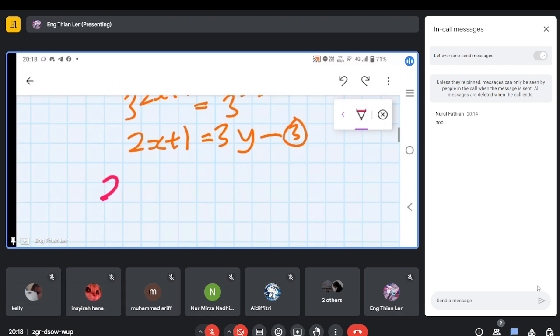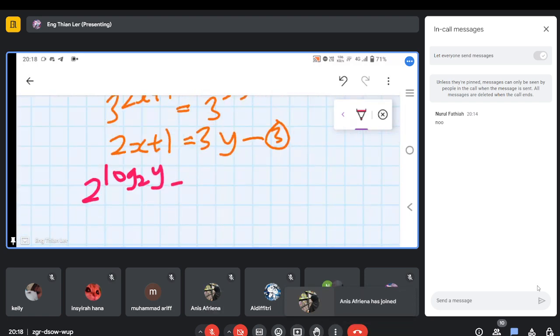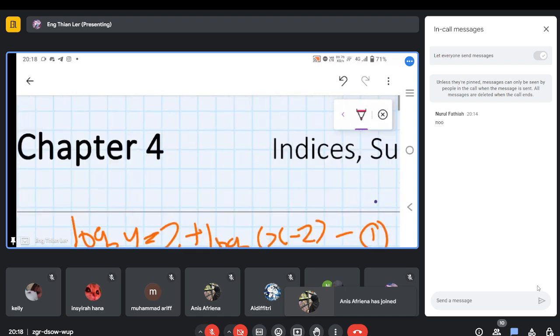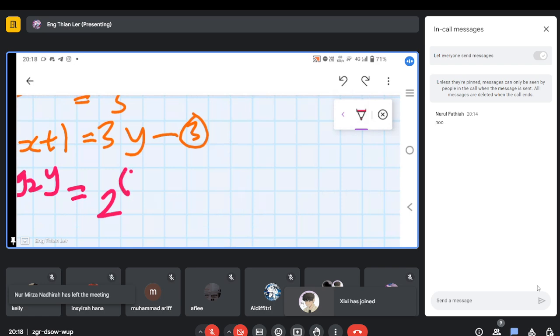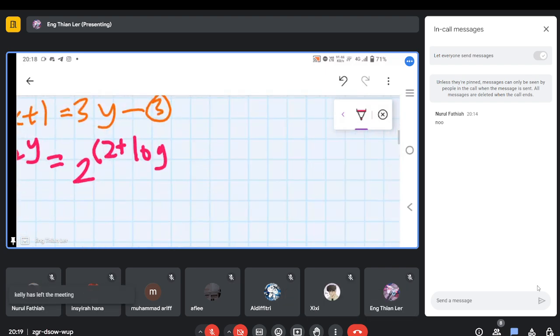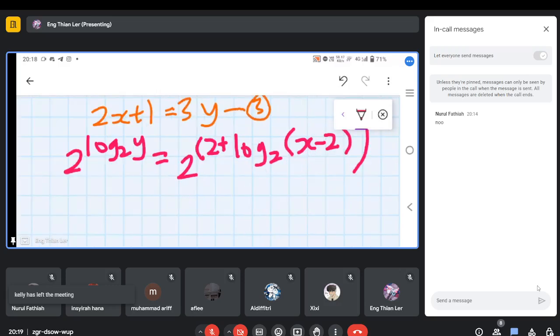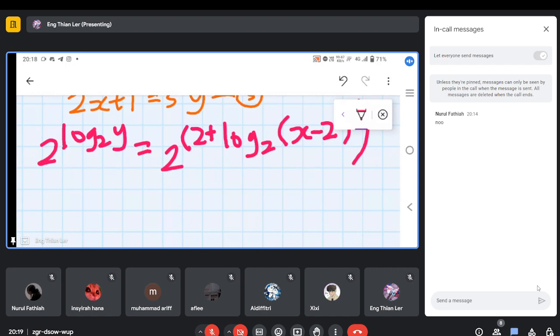So we have 2 to the power of log 2 y equal to 2 to the power of 2 plus everything right here, so 2 plus log (x minus 2) base 2. Okay, so from this we need to simplify. From here we can cancel the 2 and the log 2.